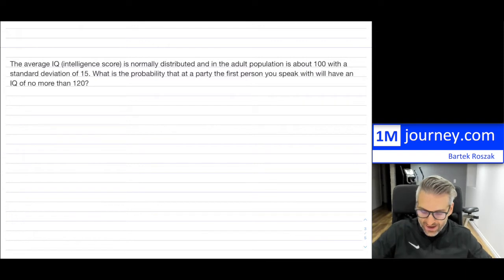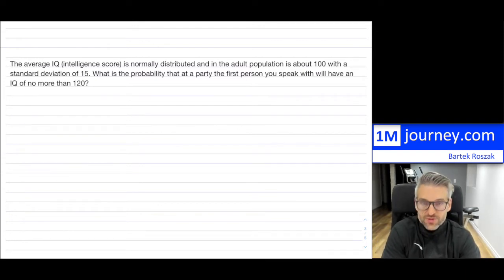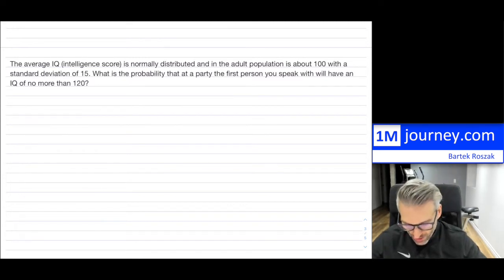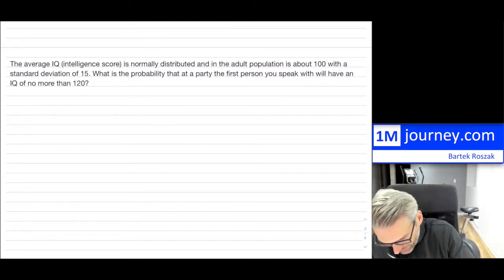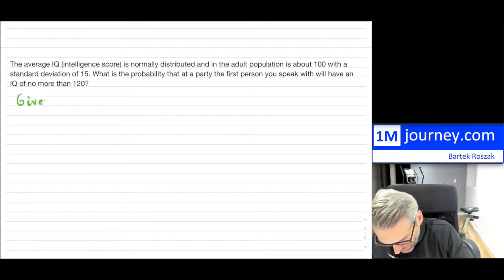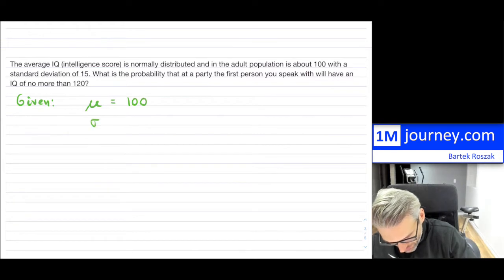So it says the average IQ, so intelligence score, is normally distributed and in the adult population is about 100 with a standard deviation of 15. Now, it is asking us what is the probability that at a party the first person you speak with will have an IQ of no more than 120. Okay, so that's fine. So let's write down these things. So what do we have? We have our mean, which is at 100. We have our standard deviation, which is actually pretty big, it's 15.